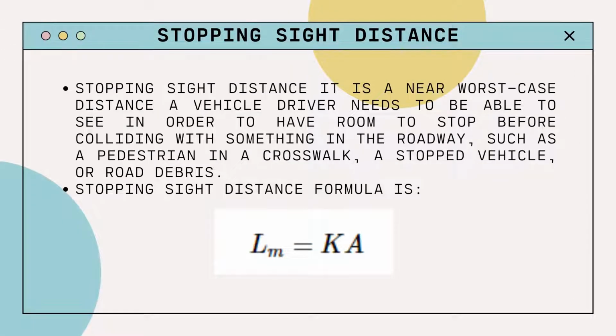So what is stopping sight distance? We mentioned stopping sight distance, or SSD, in the factors. So stopping sight distance is the near worst case distance a vehicle driver needs to be able to see in order to have room to stop from colliding with something in the roadway, such as pedestrians in a crosswalk, a stopped vehicle, or road debris.